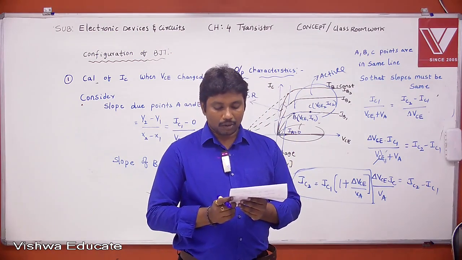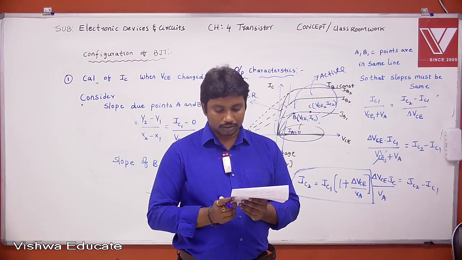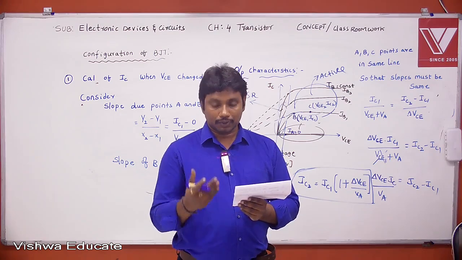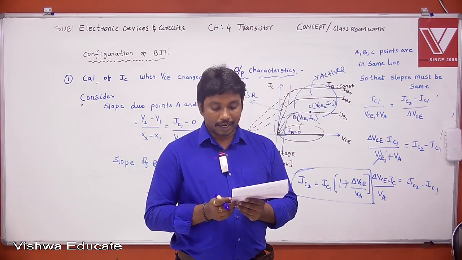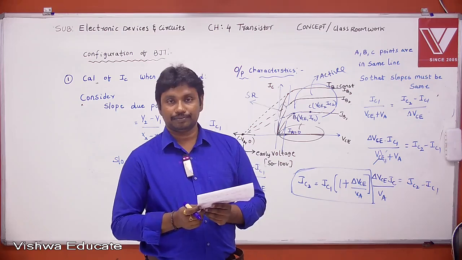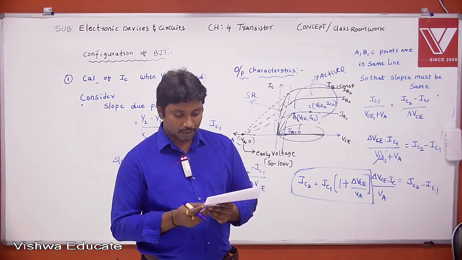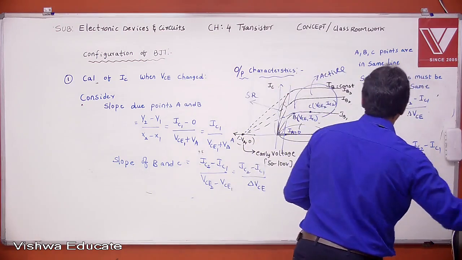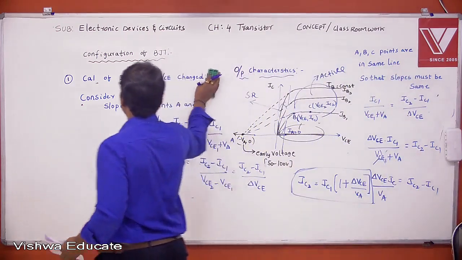When VC equal to 1 volt. Next one, if VC is increased to 11 volts, then IC is, right?